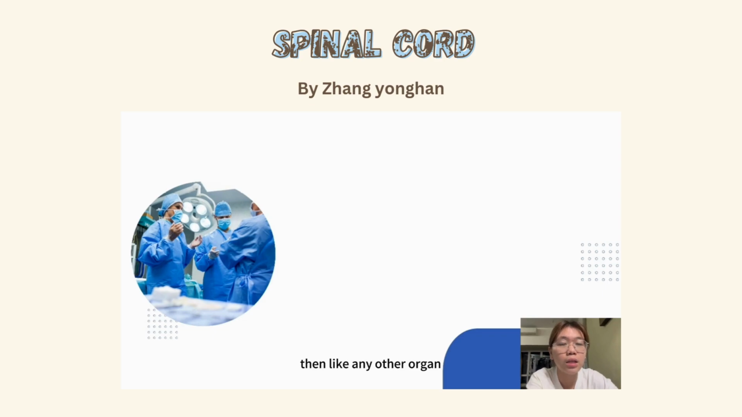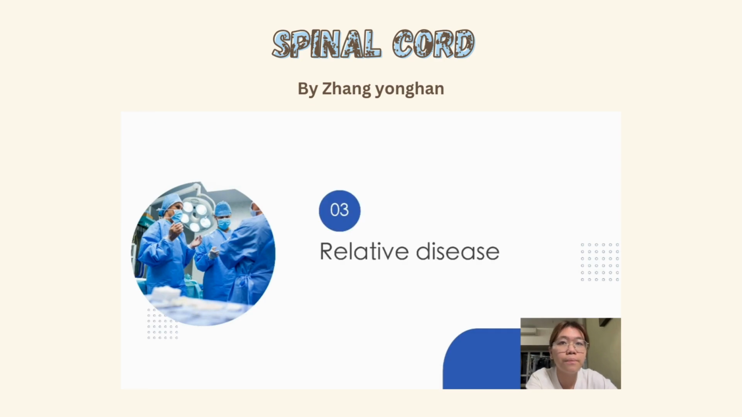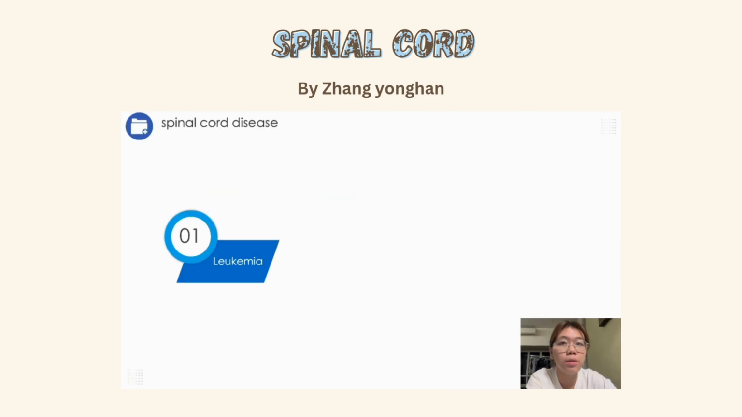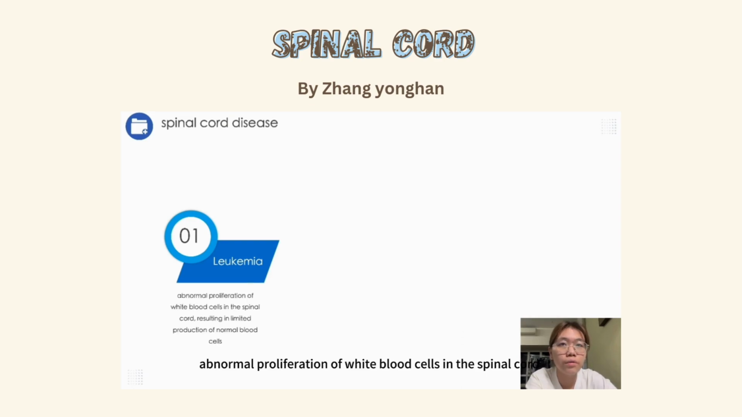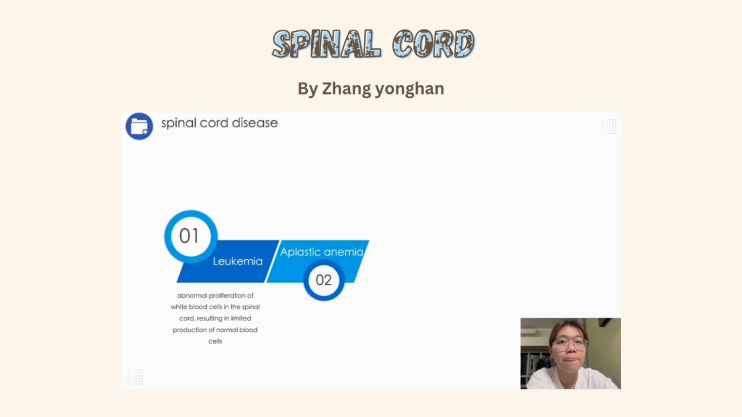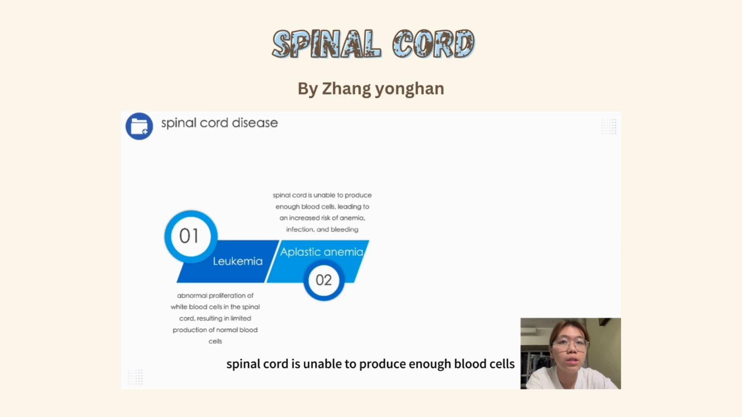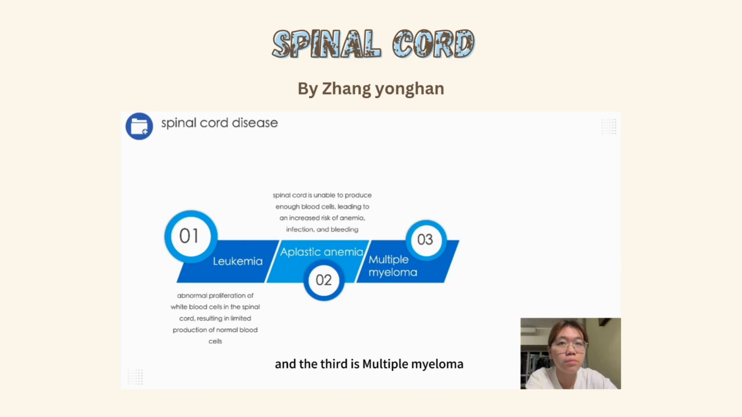Then, like any other organ, spinal cord will have problems. First, leukemia. Abnormal proliferation of white blood cells in the spinal cord results in limited production of normal blood cells. Second, aplastic anemia. Spinal cord is unable to produce enough blood cells, leading to an increased risk of anemia, infection, and bleeding.